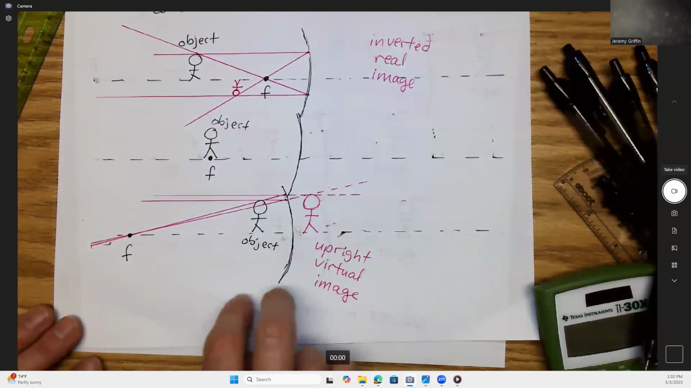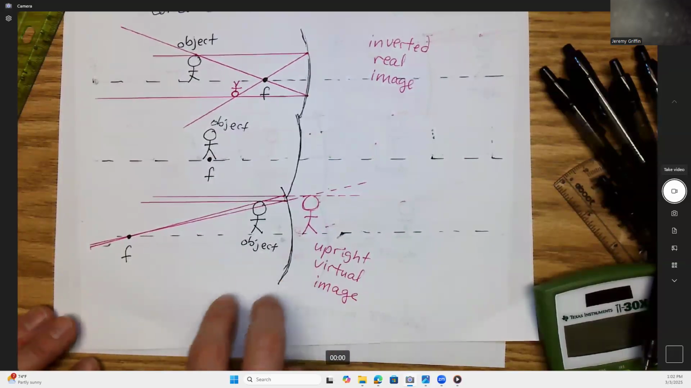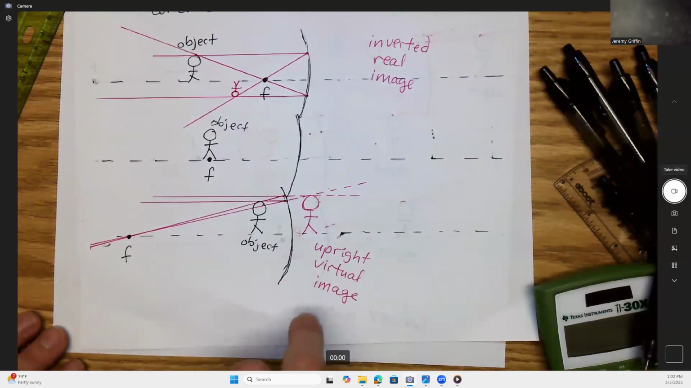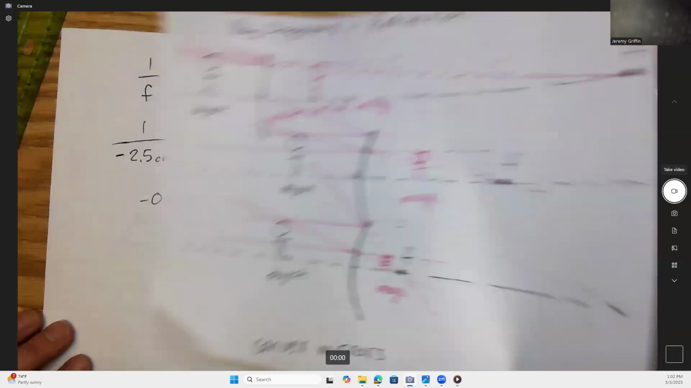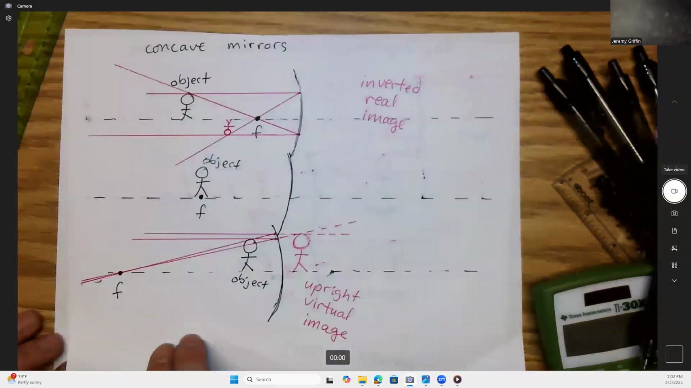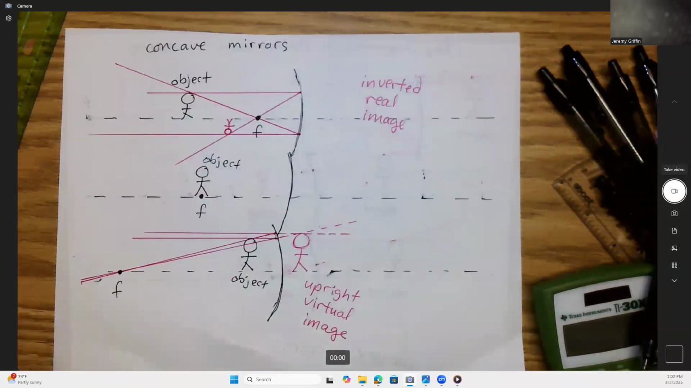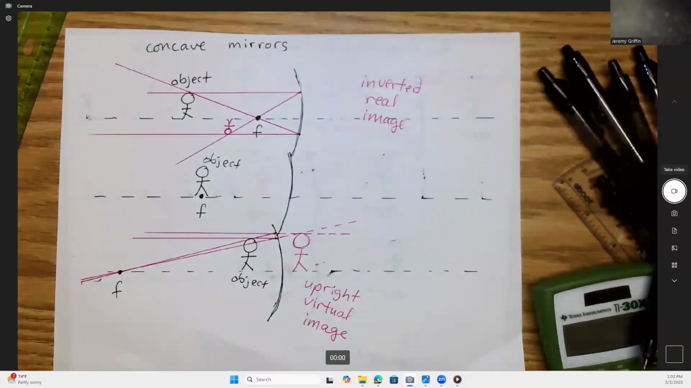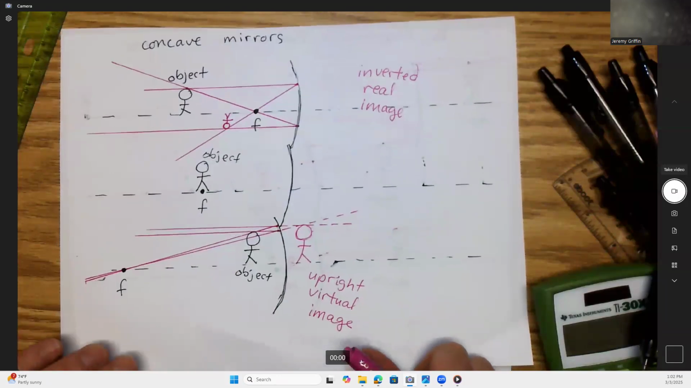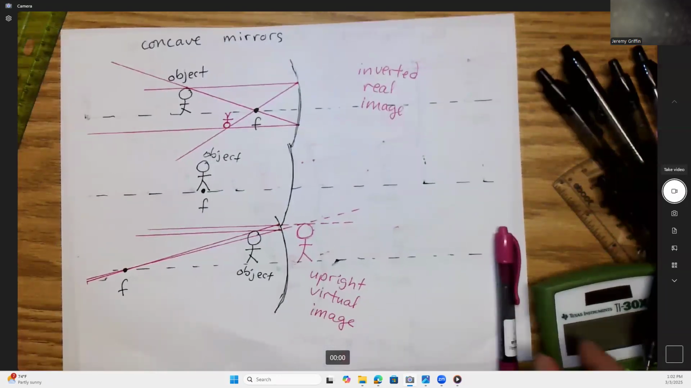Oh, but look at that. Guys, what's bigger? The object or the image? This is the first one where the image is bigger. If you look at all the examples we've done so far, this is the first one where the image is larger than the object. Hey, I think that's the purpose of a cosmetic mirror. Right? It's to blow up your face. There it is. Your face is blown up. Let's do the math on that.